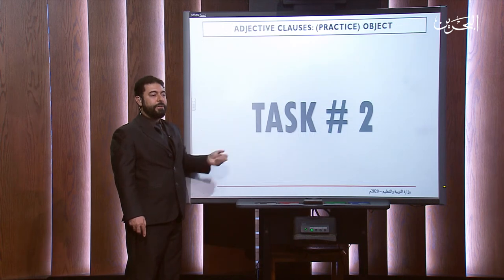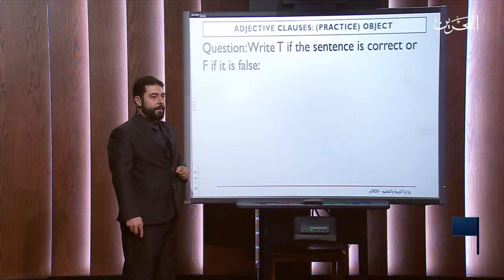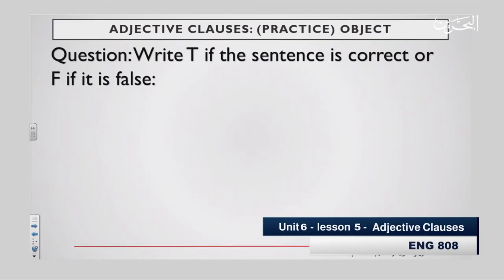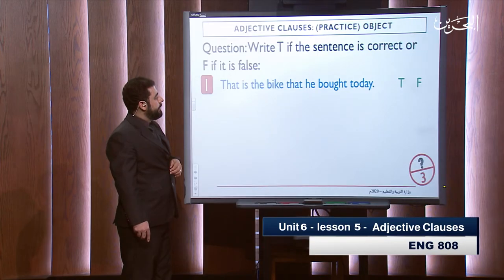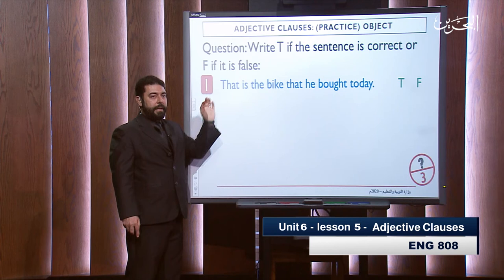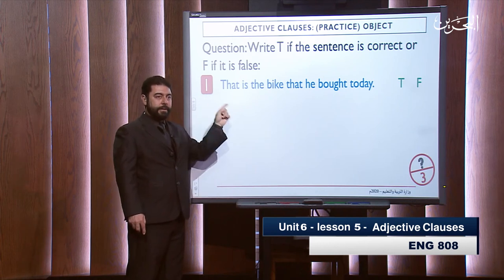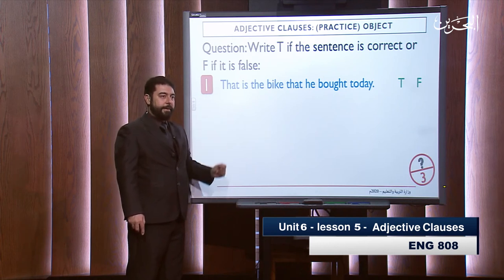All right, let's jump to task 2. Question, write T if the sentence is correct or F if it's false. You have a mark of 3. Number 1. That is the bike that he brought today. Now, check if the sentence is correct, circle T. If it's false, circle F.